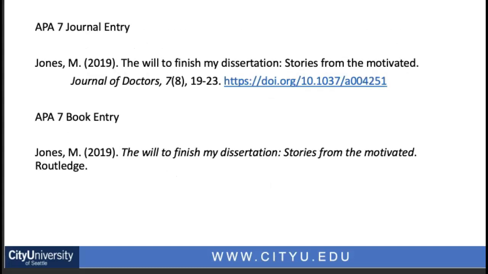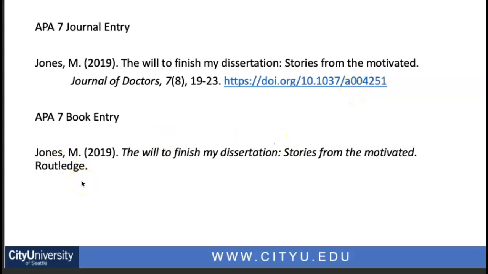So what does this all look like? Ta-da! Journal entry here, similar to what you've done before. Still using lowercase for the title, except for the beginning and for after any punctuation like a colon. The title of the journal is italicized, which it was before. Everything else is the same, except now there's no retrieved from, and there's no DOI. You just use the https DOI number for the reference there.